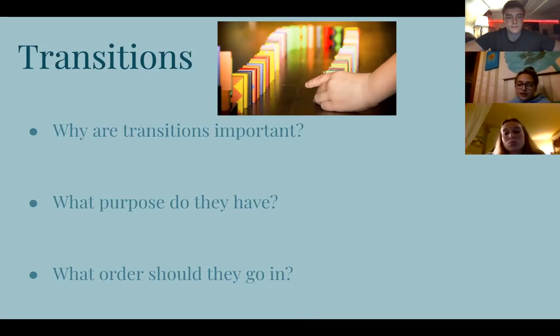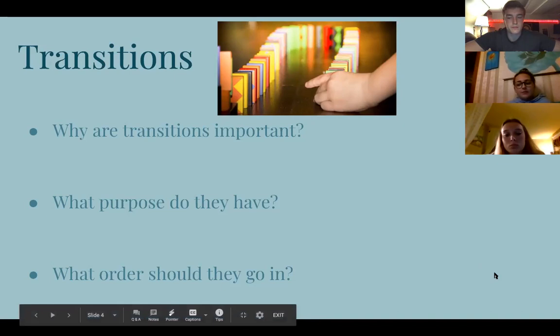What order should they go in? They should go in a first, second, third order. Link the events by time and importance, from important, equally important, and more crucial.